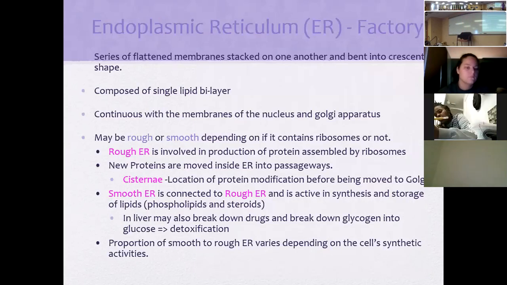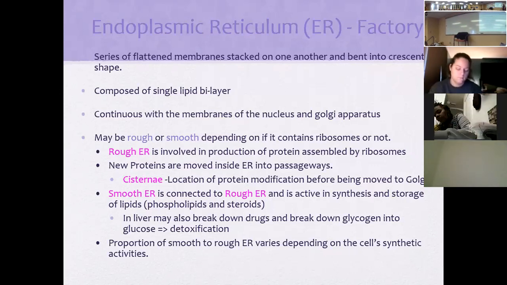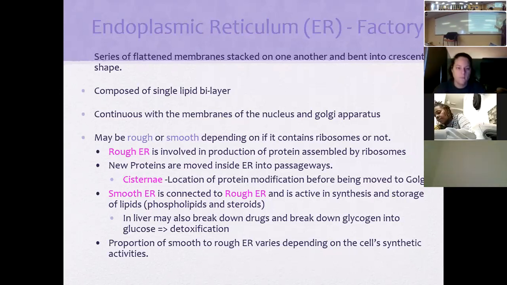So there's just our rough ER. We've got our assembly of ribosomes. Smooth ER also helps to create and store fats.